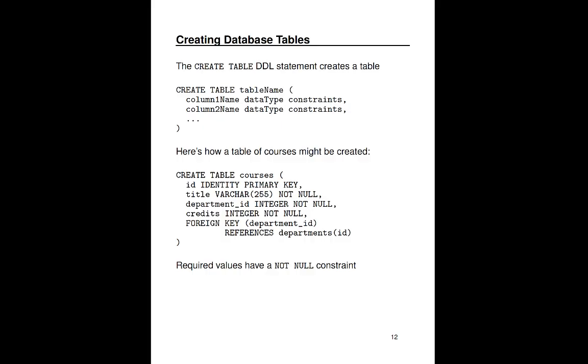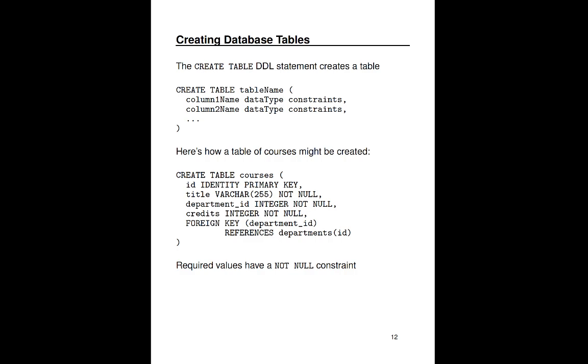So courses here again has 4 columns. The first one is ID, which is an identity, and we notate that with a primary key. That's called a constraint on the column, so the primary key is the constraint. We do the same thing with the title of the course. Again, a varchar 255. It's not null, which means that you can't insert a null value into the courses table. Similarly, department ID, which is a foreign key off to the departments table, it's not null. Same thing with credits.